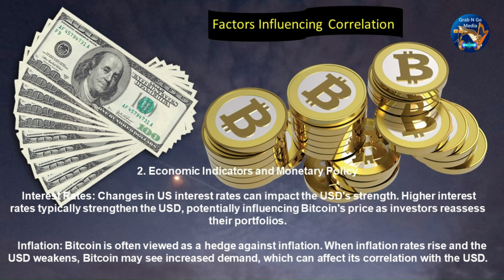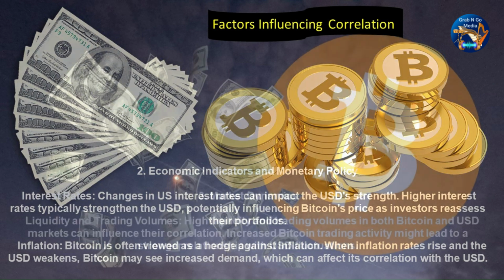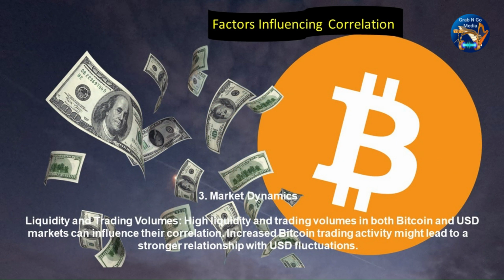2. Economic indicators and monetary policy. Interest rates. Changes in U.S. interest rates can impact the USD's strength. Higher interest rates typically strengthen the USD, potentially influencing Bitcoin's price as investors reassess their portfolios. Inflation. Bitcoin is often viewed as a hedge against inflation. When inflation rates rise and the USD weakens, Bitcoin may see increased demand, which can affect its correlation with the USD.